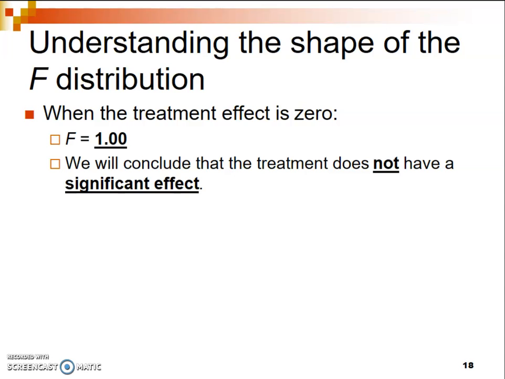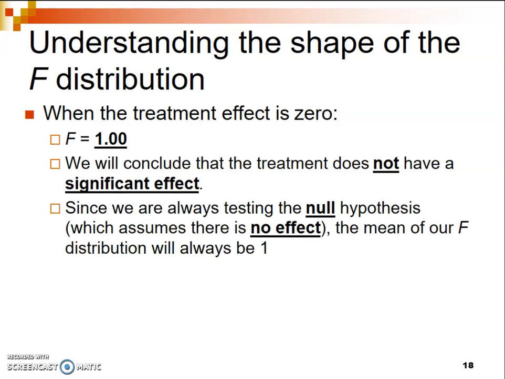In this case, if we had an F ratio of 1, we would conclude that the treatment did not have a significant effect. Just like in the previous chapters, we've talked about how if there is no effect of the treatment, we make the conclusion that this treatment did not have a significant effect. So since we're always testing the null hypothesis, which is predicting that there's no effect, the mean of the F distribution that we're going to be working with is always going to be equal to 1.